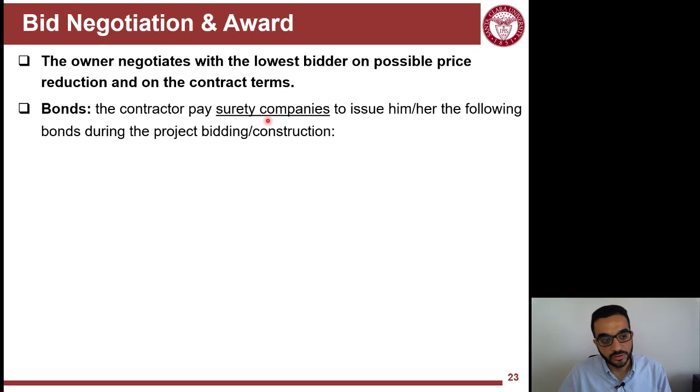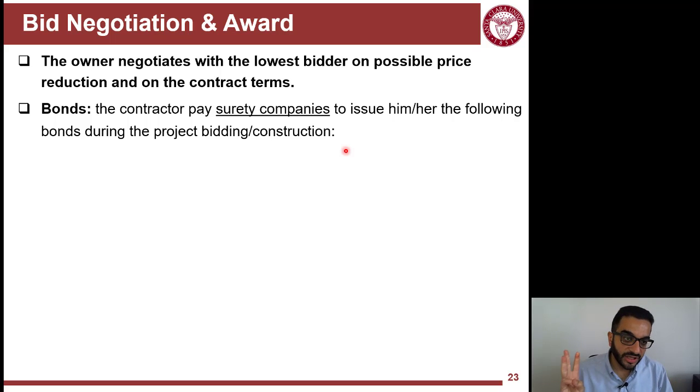So the last thing here we need to discuss is bonds. And we covered that before multiple times, but now this is the time to get a little in detail. So with bonds, the contractor pays surety companies to issue these bonds. And bonds are kind of guarantees. So when an owner has a bond from a surety company, the surety company will pay money to the owner if the contractor does not fulfill their duty or has a breach of contract with the owner.